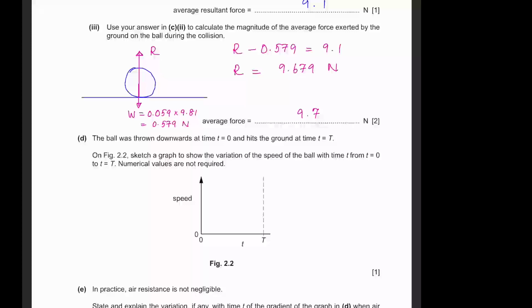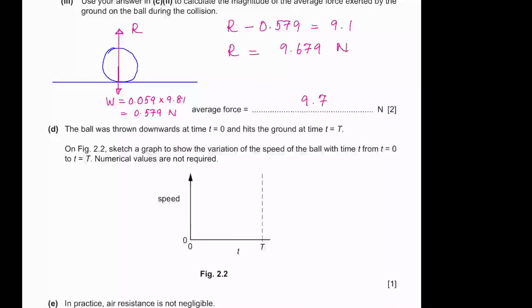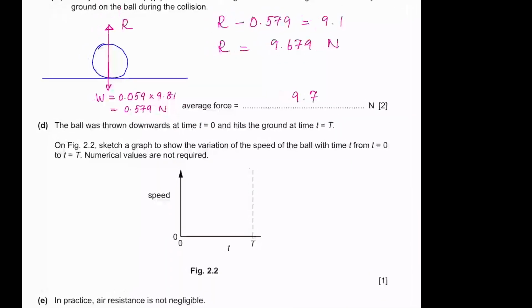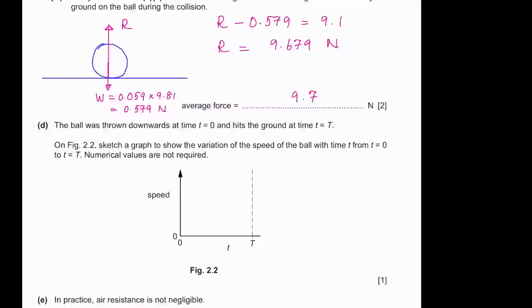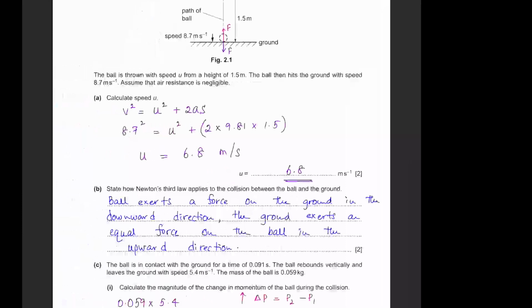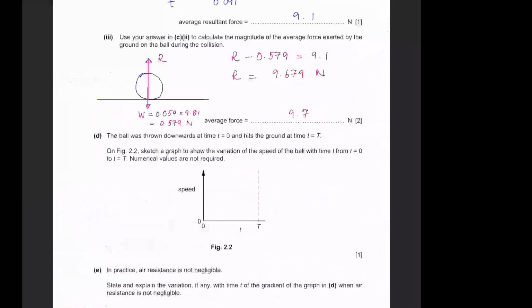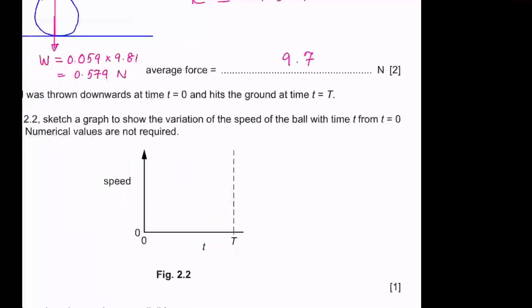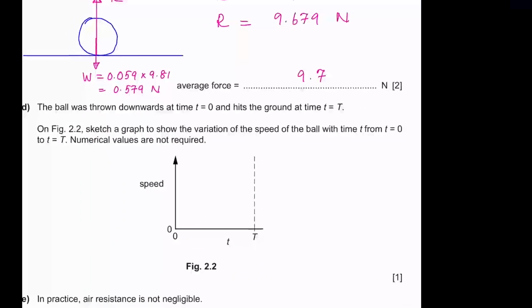Okay. Part D: the ball was thrown downwards at time t, and it hits the ground at t equals capital T. On figure 2.2, sketch a graph to show the variation of the speed of the ball with time t from t equals 0 to t equals capital T. Numerical values are not required. Air resistance is negligible. So guys, while it is falling down, it will be falling under gravitational acceleration. So it's just a straight line with a constant gradient.